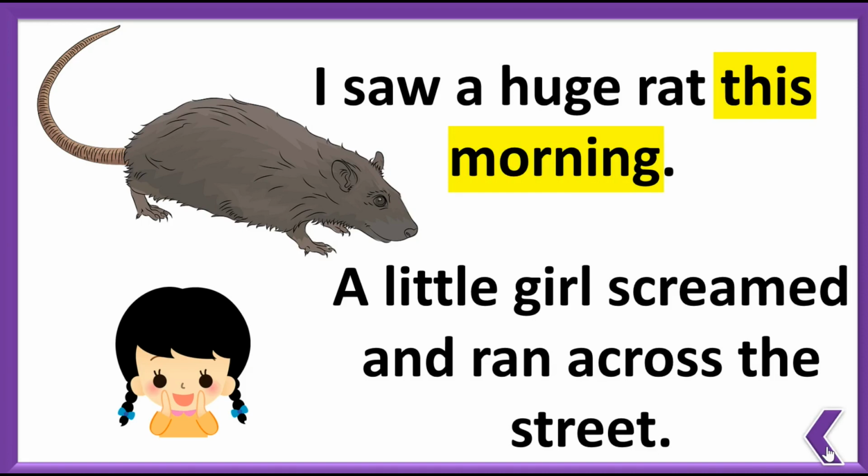So the past tense verb for see is saw. A little girl screamed. So the past tense of scream is screamed and we add the ed to the end of the word. What about the past tense of run? It is ran. Now, if you understand this, then you are ready for the quiz.